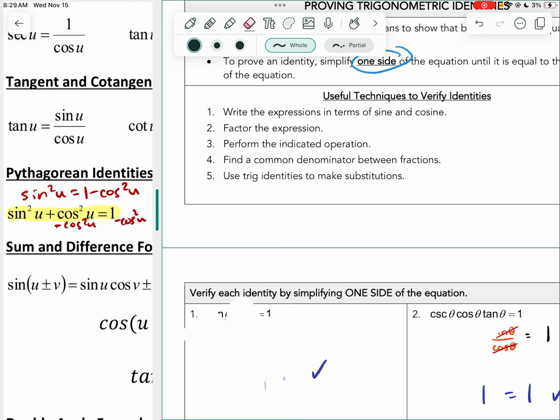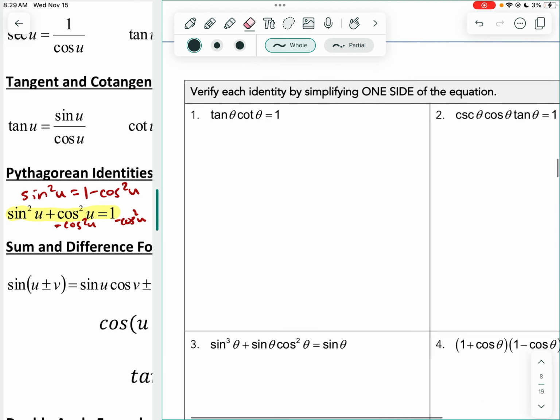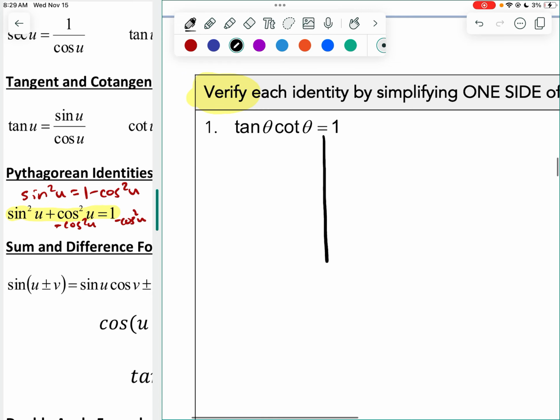So let's go through a couple examples. We're not going to do all of these. We'll do about half of them and then save the rest for tomorrow. So when we verify, again, we're going to show that one side is equal to the other side. So when I look at the sides of this, I have 1 on the right side. I can't simplify that at all. So my goal is to show that the left side is going to simplify to 1. So at the end, I want 1 equals 1. So use your techniques. So like tangent, cotangent, we can simplify that into sine and cosines. So tangent is sine over cosine.